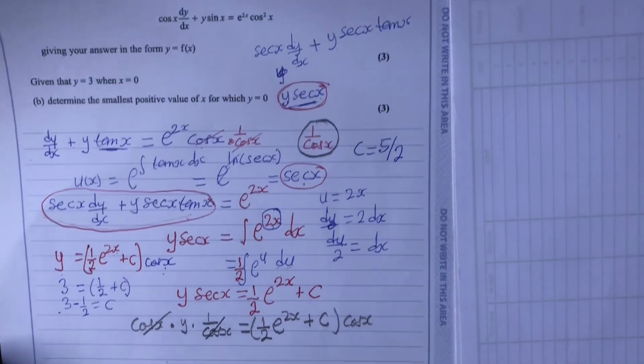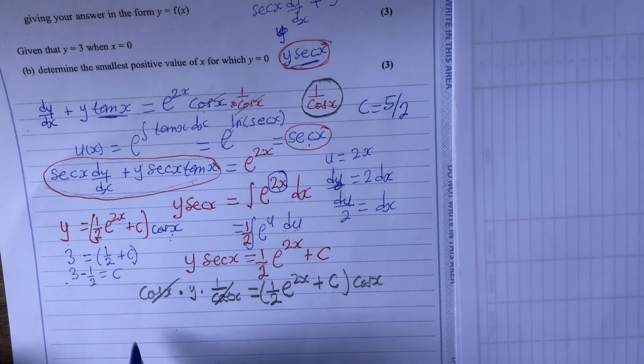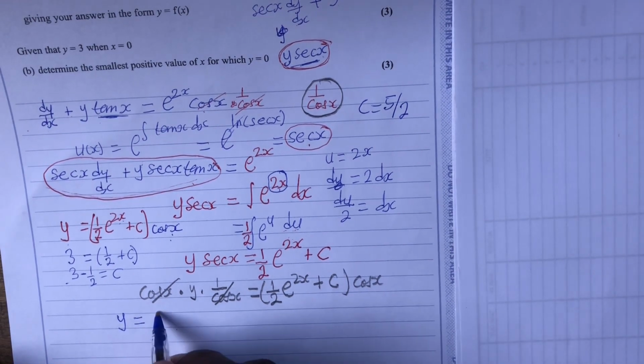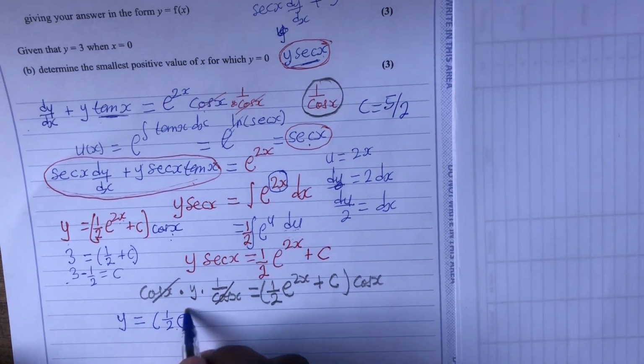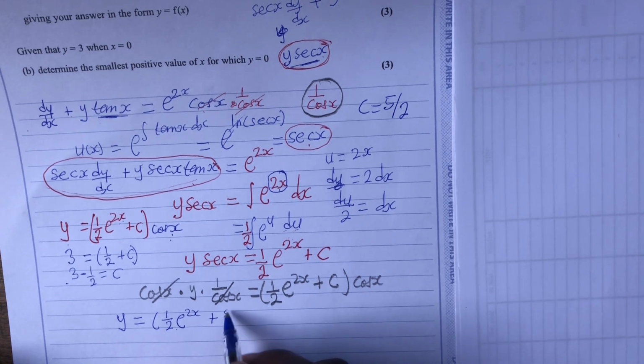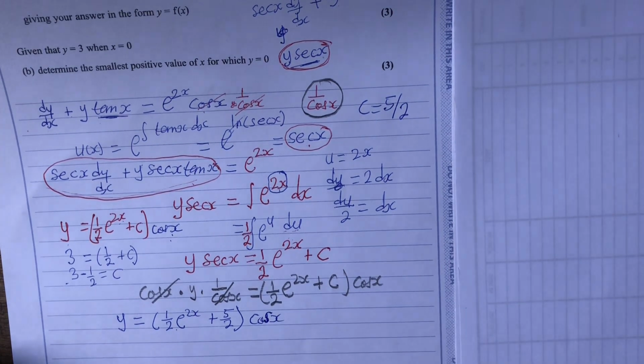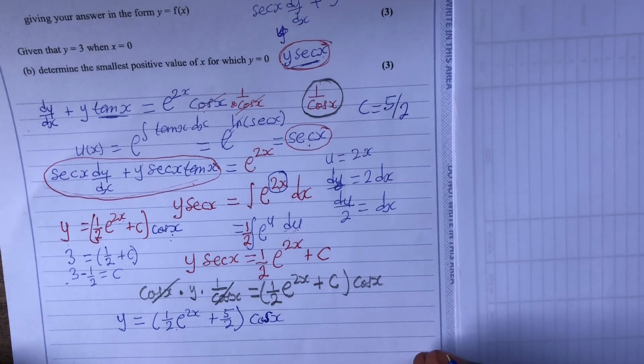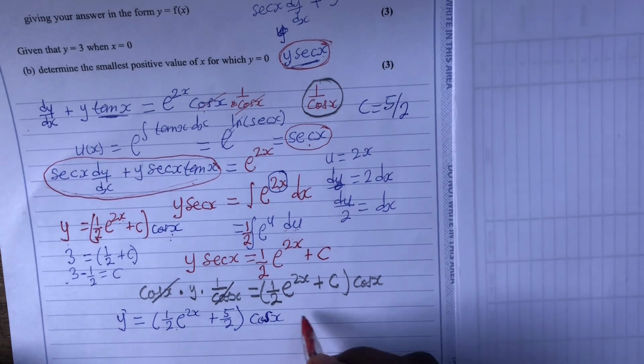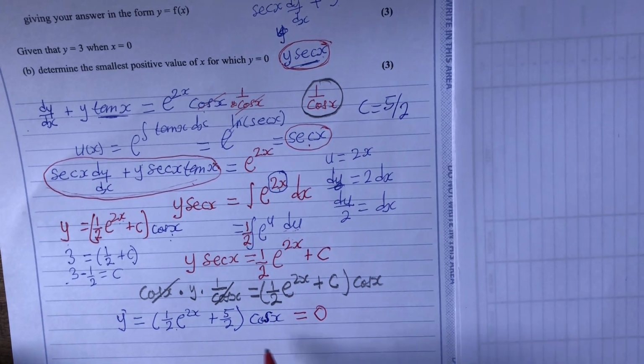So we can write this as y equals half of e power 2x plus 5 on 2, times cosine of x. We found the constant in a very simple way. So determine the smallest positive value of x for which y equals 0. If we put y equals 0, what do we get? It means that we have to put the whole of this equals 0.